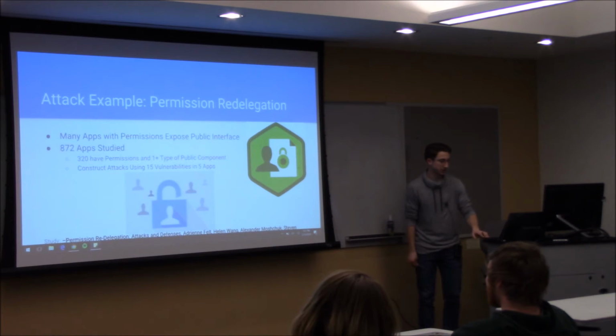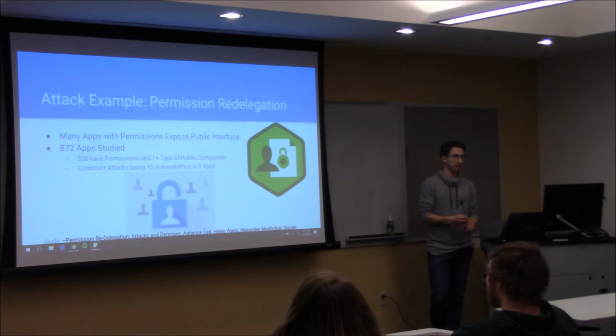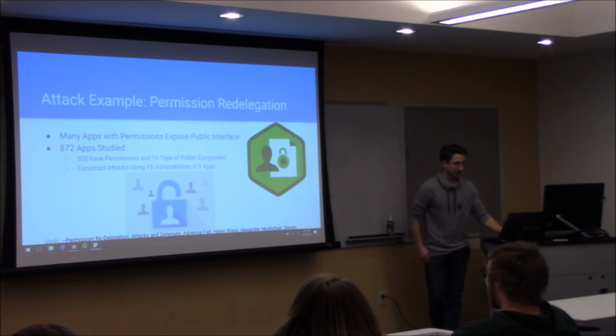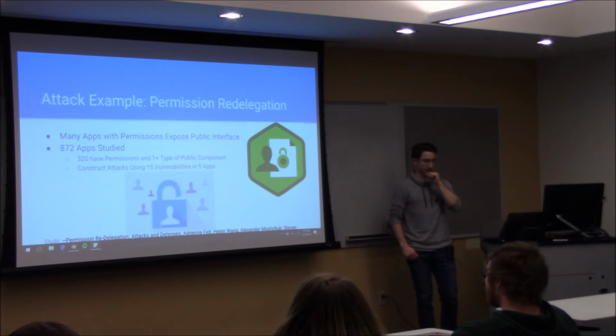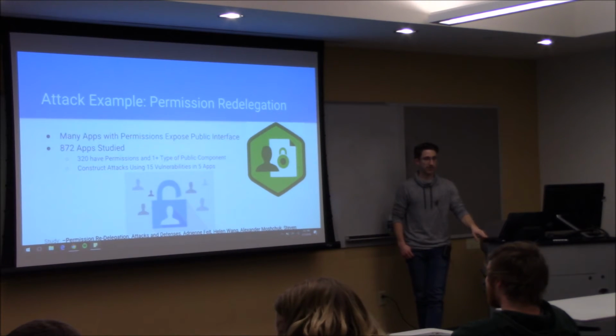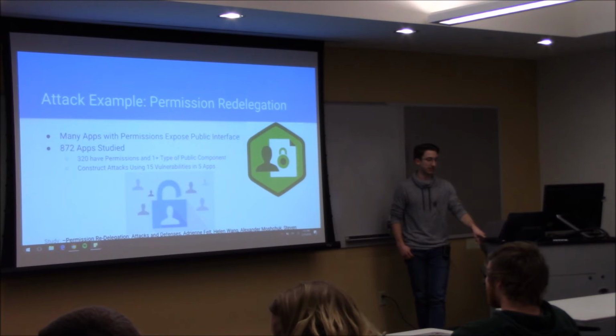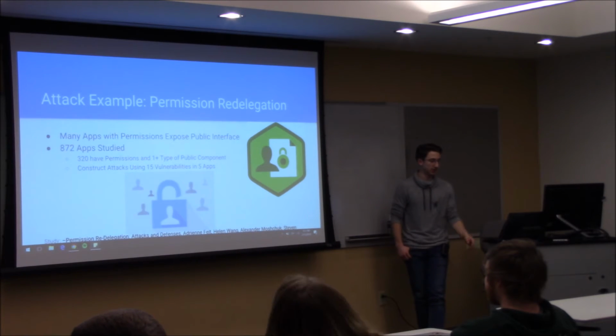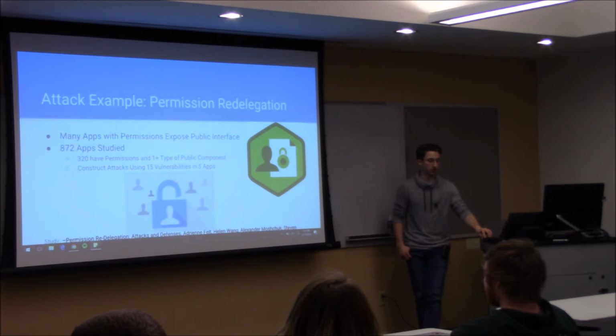As I just said, a lot of apps expose public interfaces, which is why other apps can go in and possibly get permissions you wouldn't expect. There's a study that had about 872 apps in it, and they found that of those, about 320 had at least one type of public component where another app could possibly get access to something it shouldn't have access to. They were able to construct attacks using 15 of these vulnerabilities in about 5 of the apps. So it's not a huge amount, but it's still something you should worry about if you have an app that isn't as secure as you might think. It could possibly lead to something like this.